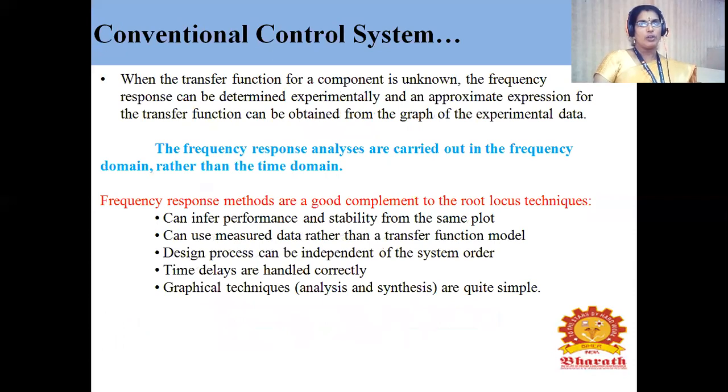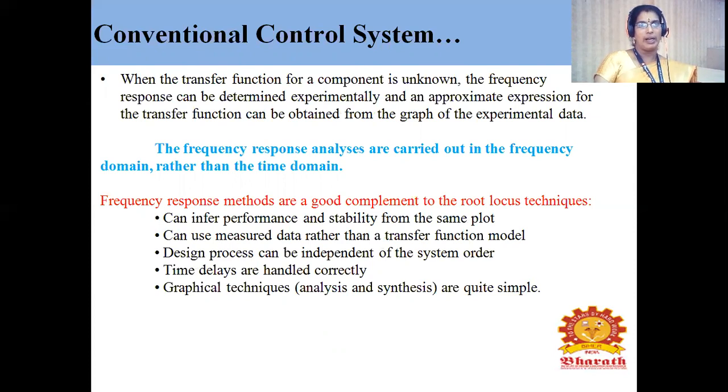When the transfer function of the component is unknown, the frequency response can be determined experimentally, and an approximate expression for the transfer function can be obtained from the graph of the experimental data. Even if we do not have the transfer function, we can obtain the output. That is, we can improve the system performance experimentally, and from the graph obtained using the experimental data, we can analyze the system. As I said earlier, frequency response analysis is carried out in the frequency domain rather than the time domain. So what are the advantages of frequency methods?